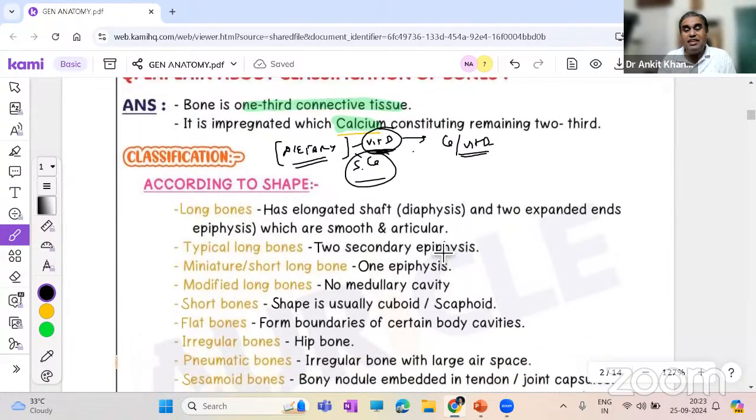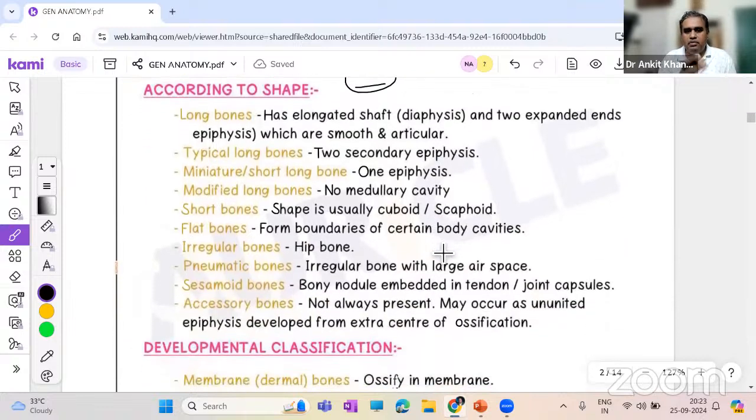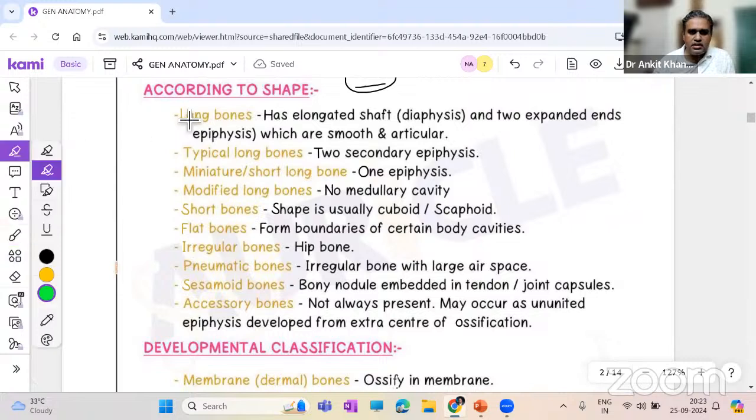So how to classify the bones? According to shape, we have so many classifications. The first over here, we already have discussed: the long bones. It has a shaft, the diaphysis, with epiphysis. Then we have miniature long bones, for example, phalanges. You can see the fingers over here. Each of these 4 fingers will have 3 phalanges: a proximal, a middle, and a distal phalanx. These phalanges only have one epiphysis.